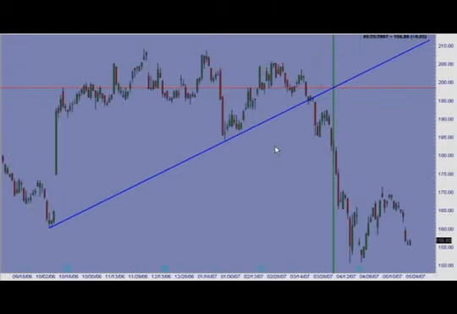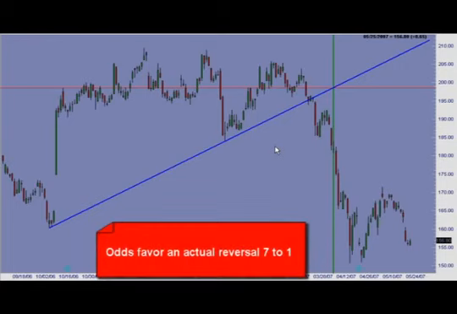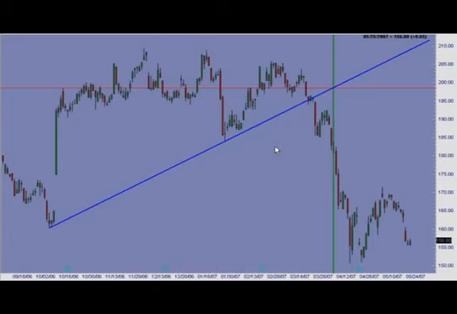At first glance, this may appear to be rather scary. Here you're expecting a reversal, and it turns around and continues the same direction. Well, don't fret, it's not quite as it appears. First off, the odds of an inverse occurring are very small. In fact, in favorable conditions, the odds are 1 out of 7. So the odds are at least 7 to 1 that the market will reverse, not inverse, on a reversal signal. In conditions that are not favorable, well, the odds are even much less. So odds do favor a reversal.